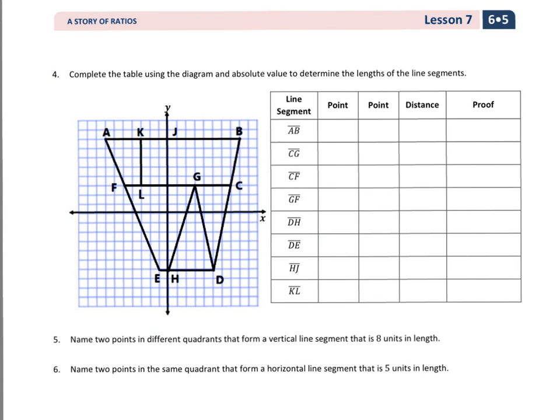Now we have a similar thing here on page 2, where we're going to have to find some different line segments and find the distance and then prove them. So it's very similar to what we just did. All of these are going to be either horizontal or vertical, so it's the same thing. You just have to identify where the point is and name the point. So that's for 4. It's very similar to what we just did.